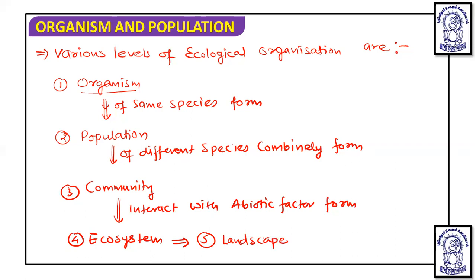But suppose we go out roaming here and there, and we, Homo sapiens, are surrounded by a sparrow, one cow, one parrot, one ant. If different species come together, the different populations combinedly form a community. When a community interacts with abiotic factors, it forms an ecosystem. Several ecosystems, like terrestrial and aquatic ecosystems, combinedly form a landscape.